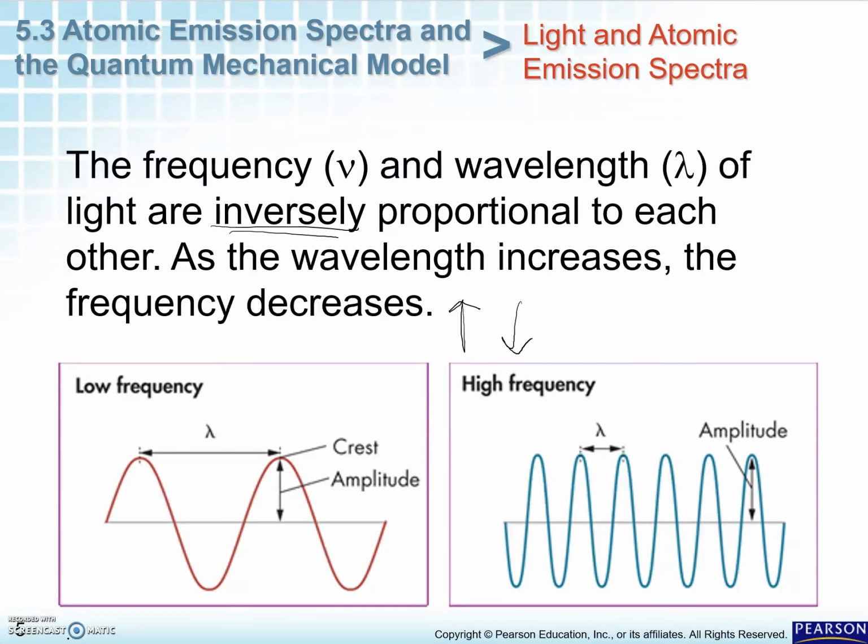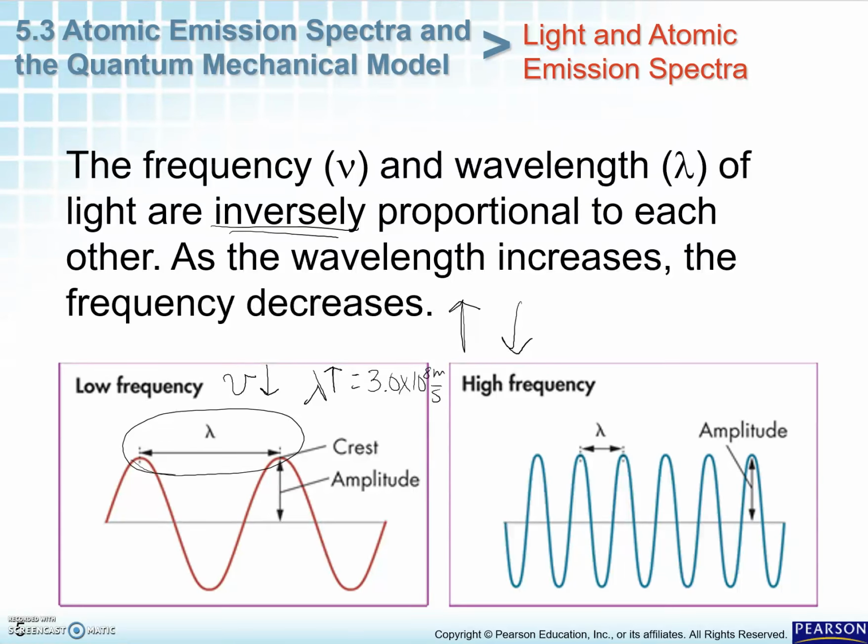So let's take a look at our example here on the left. If we have a low frequency, that means that our waves aren't happening very often. That means that we have a large wavelength. So our frequency, which is again our nu, is low. That means our wavelength must be high, because the product of those two must always equal 3.0 times 10 to the 8th meters per second.